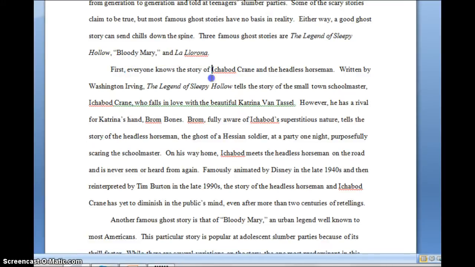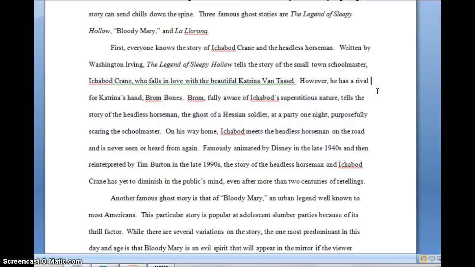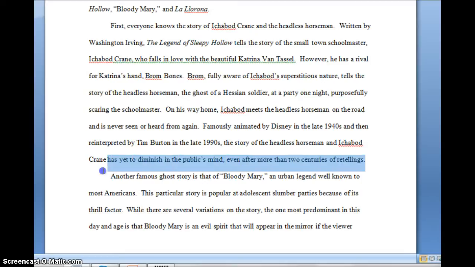And so then we got the topic of the paragraph, Ichabod Crane and the Headless Horseman. And we say that everyone knows this story, which is linking back to the thesis that these are famous ghost stories. Now after that, we have all of these sentences written about The Legend of Sleepy Hollow, explaining it, giving examples, telling the story, and then at the end, this last sentence, we just have a summing up of the main idea that the story of the Headless Horseman and Ichabod Crane has yet to diminish in the public's mind even after more than 2 centuries of retellings.